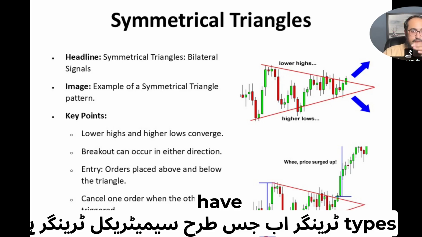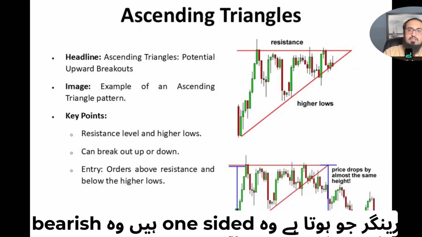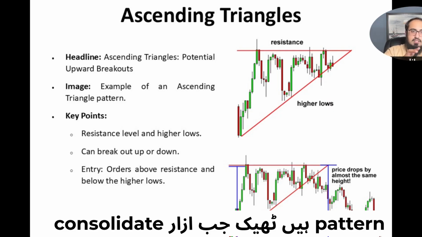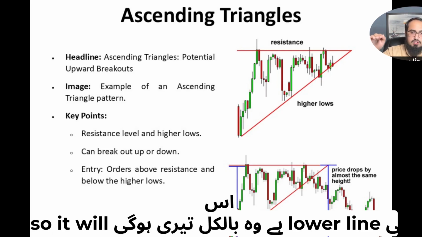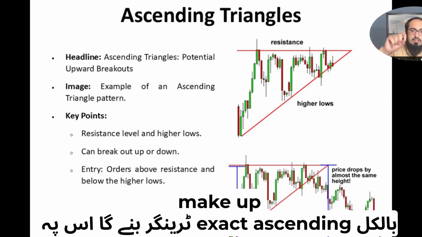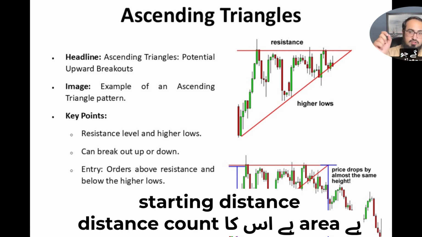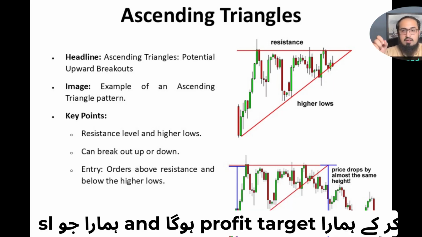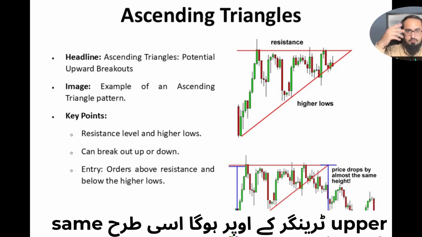After this, we have types of triangles. Now, just like a symmetric triangle can be two-sided, we have the ascending triangle, which is one-sided. It is a bearish pattern. All right, when the price goes up and consolidates, its upper line will be completely straight, its lower line will be completely slanted. So make an exact ascending triangle; when we break out on that side, the starting distance of the triangle, by counting its distance, will be our profit target, and our stop loss will be above the upper line of the triangle.